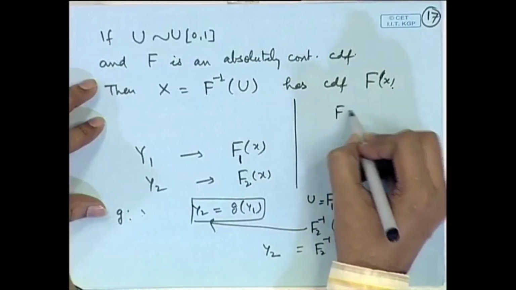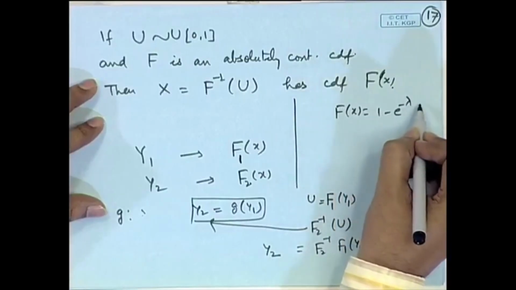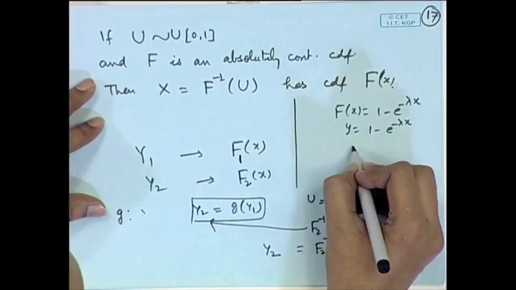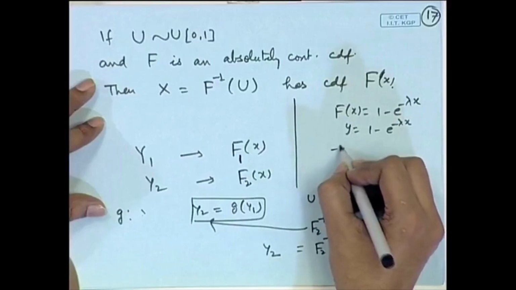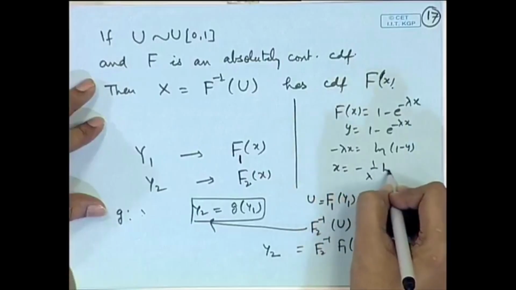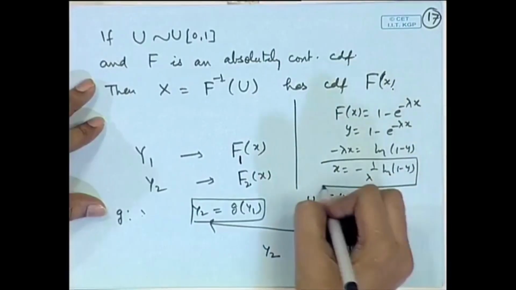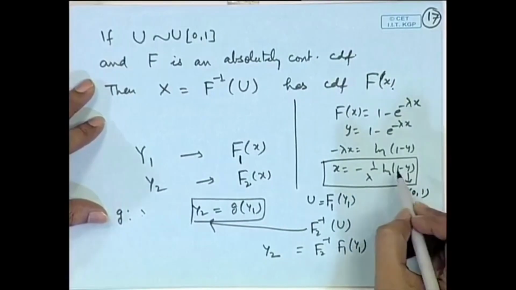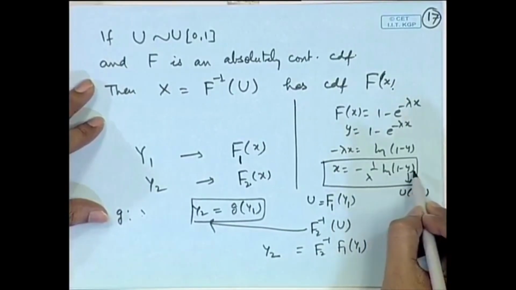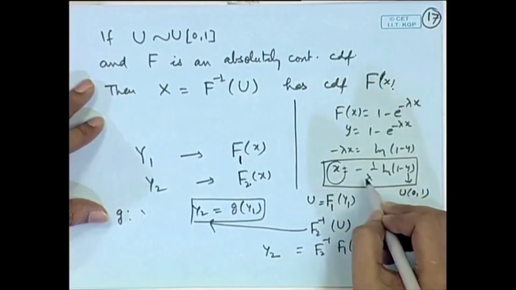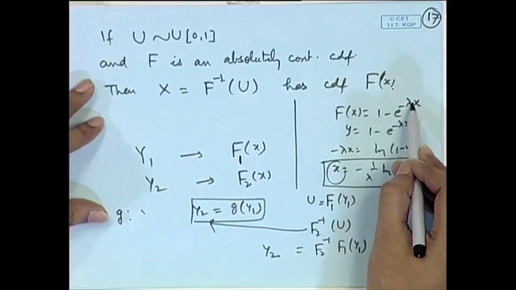So, suppose I consider F x is equal to 1 minus e to the power minus lambda x. So, if y is equal to 1 minus e to the power minus lambda x, the inverse function can be obtained. So, minus lambda x is equal to log of 1 minus y. So, x is equal to minus 1 by lambda log of 1 minus y. So, if y's are the uniform random variables on 0 to 1, then if we consider log of 1 minus y and minus 1 by lambda, then x i's will be exponential distributed random variables with parameter lambda.